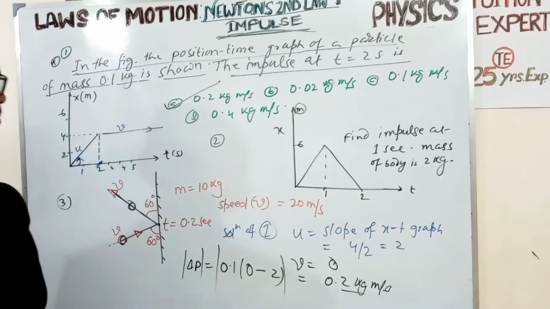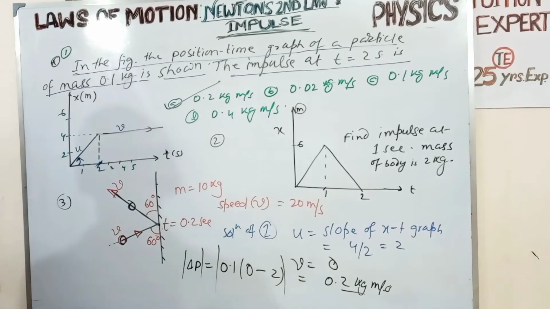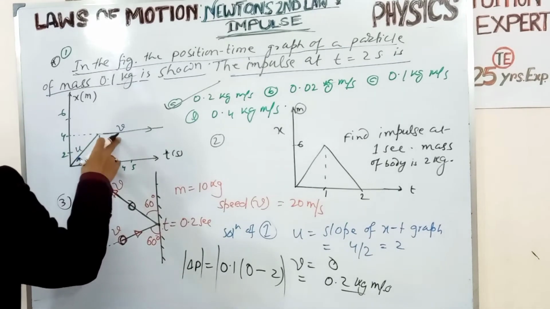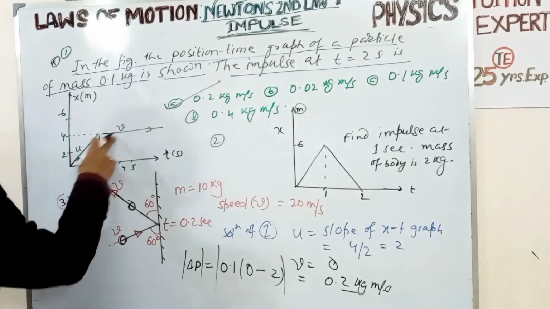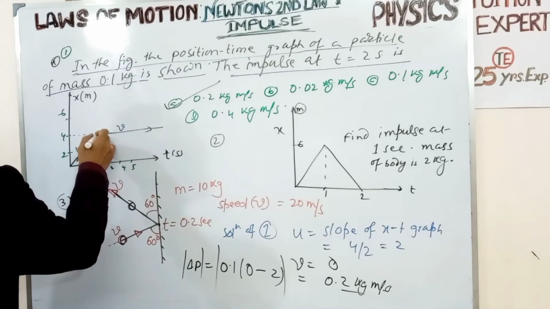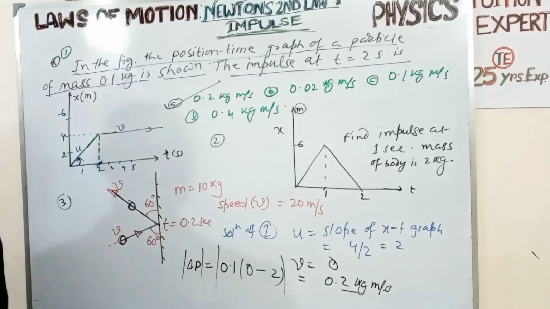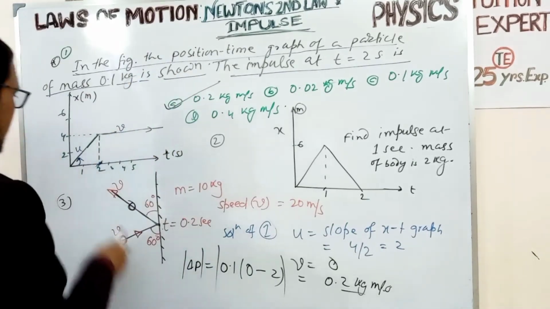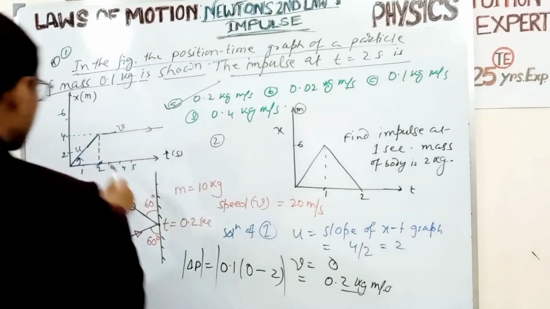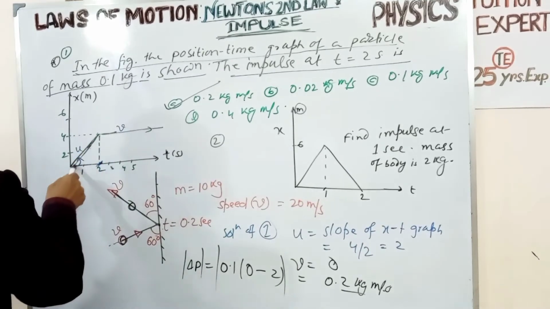Mass into velocity in 2 seconds. In 2 seconds, we just have to calculate two velocities, initial and final. Initial velocity u is equal to the slope of the x-t graph. So here the slope is tan theta.